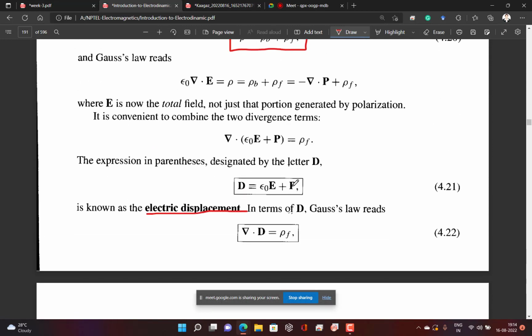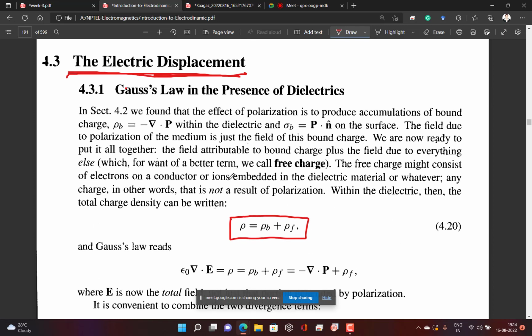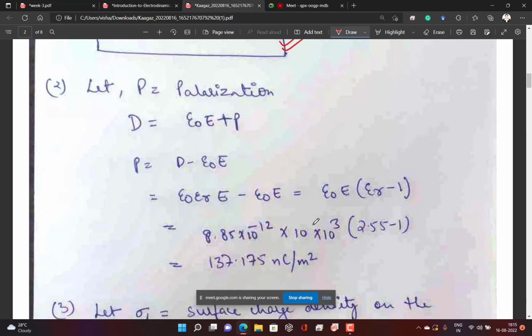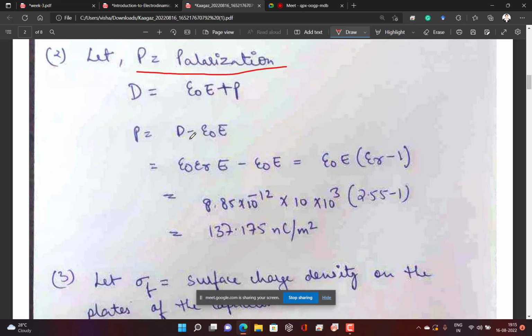Yes, we already know the value of D, the electric displacement, and we already know the value of epsilon naught E. Then can we find out the value of P? Yes, we can. It's simple arithmetic. Here P is the polarization, and D is equal to epsilon naught E plus P. So it's simple, you will put P there and this there.